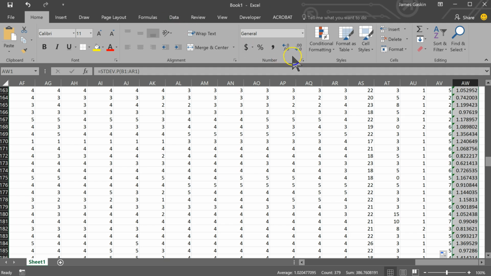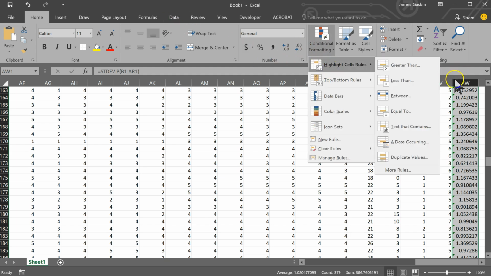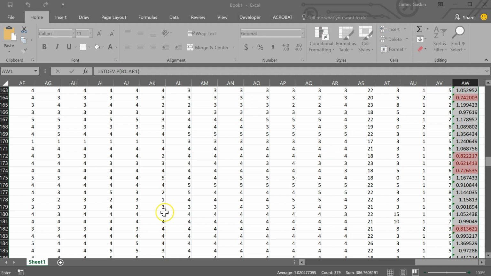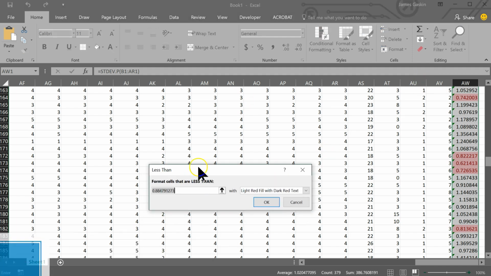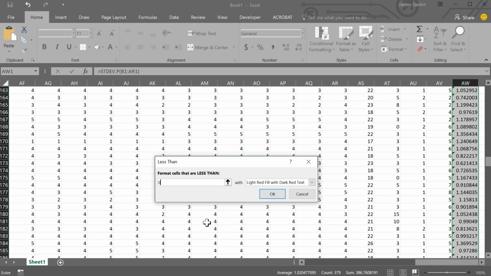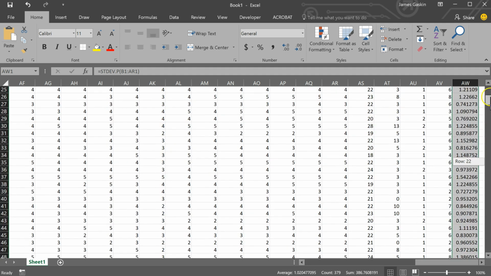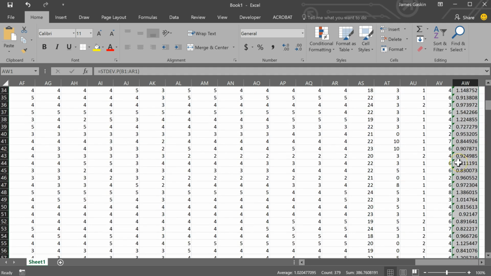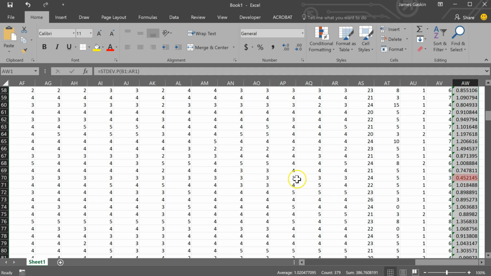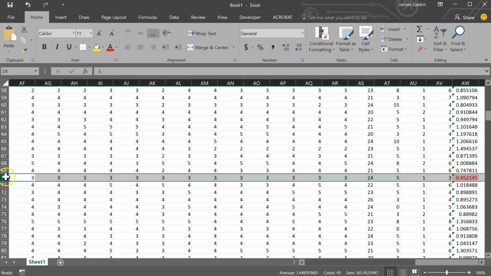One thing we could do is conditional formatting, highlight cell rules, less than, let's say, 0.05. Let's try that. Okay. And if I look, now I can see there are a few that are violating this. So this one has a 4.5. We can go look at it. Look, 3, 3, 3, 3, 3. It's this right here, this one.